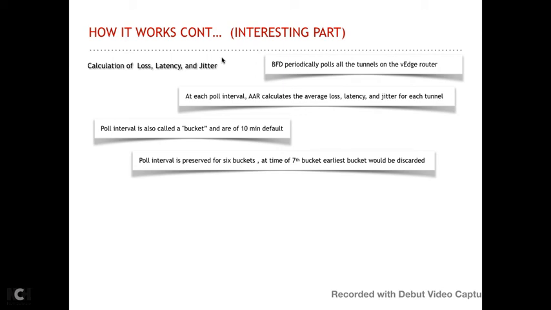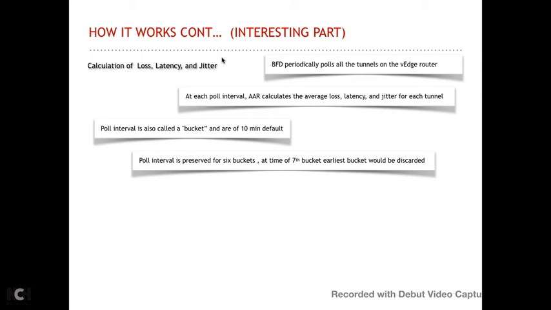So if you see the 6 buckets, what happens to the 7th? When the 7th bucket comes, or the 7th poll interval starts, the earliest bucket gets discarded. So what do I mean by the earliest bucket? The first bucket, which was taken at the beginning of the BFD session. Understand? That particular bucket gets discarded. So you always have the latest, that is buckets 2, 3, 4, 5, 6, and again one comes as bucket 7.